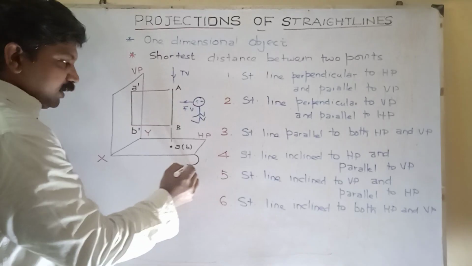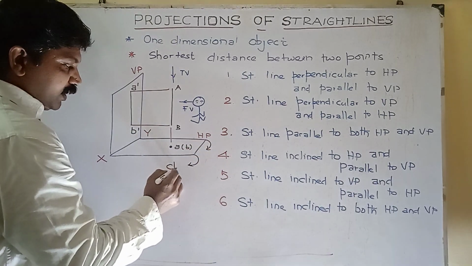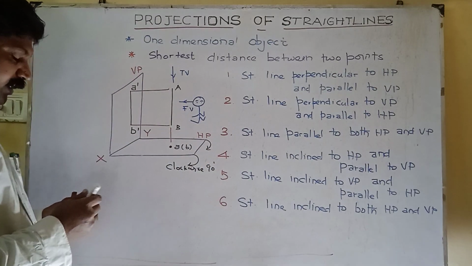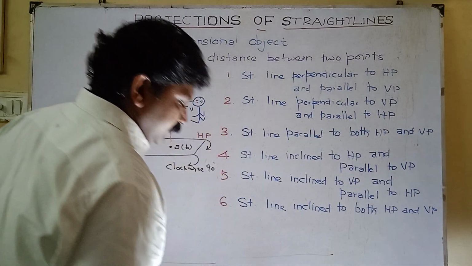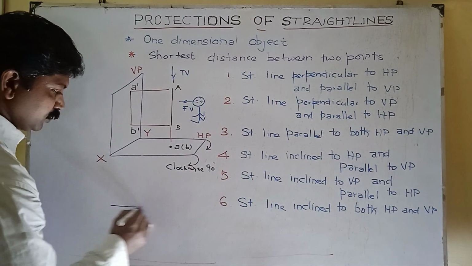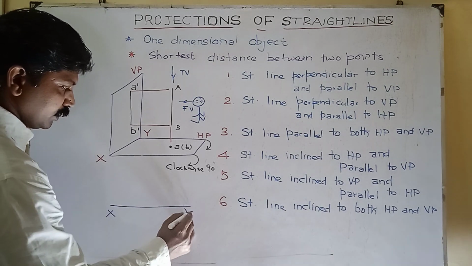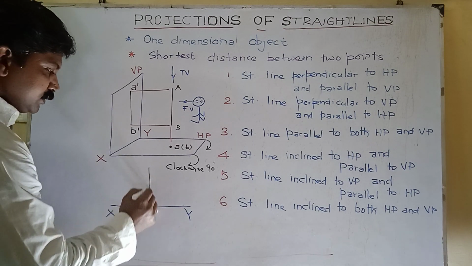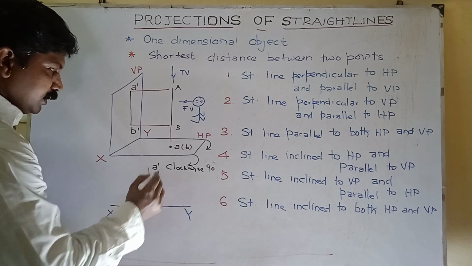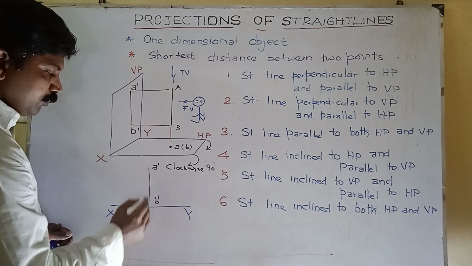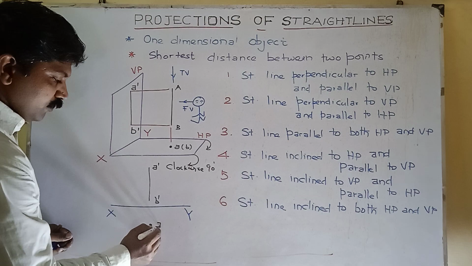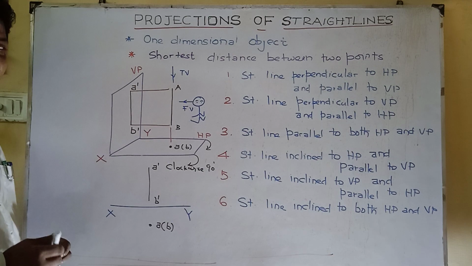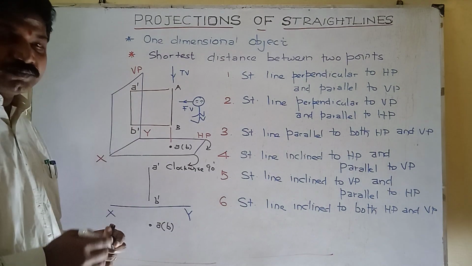After the projection, rotate the horizontal plane clockwise 90 degree. Already we know. So the resultant diagram is x-axis line, and front view as a straight line, a dash b dash. Top view as a point, a of b. This is the resultant diagram in this first position.